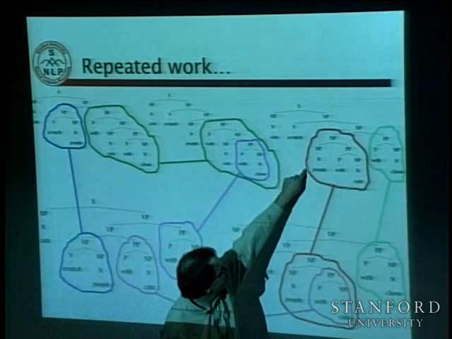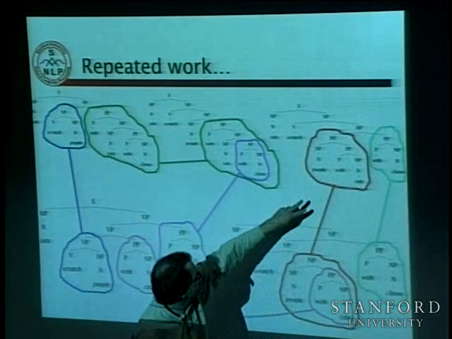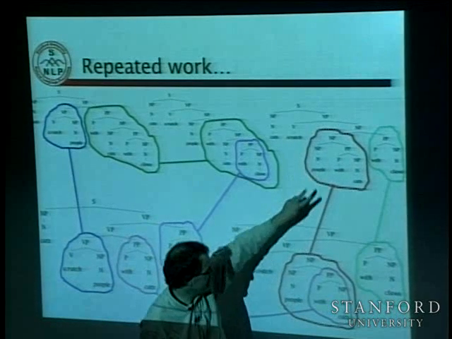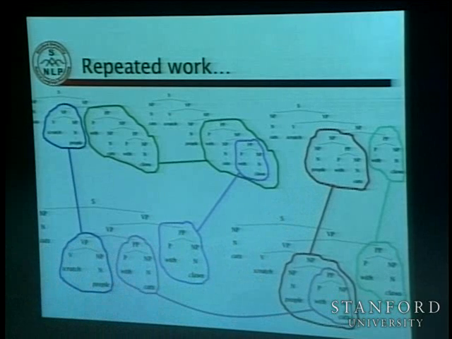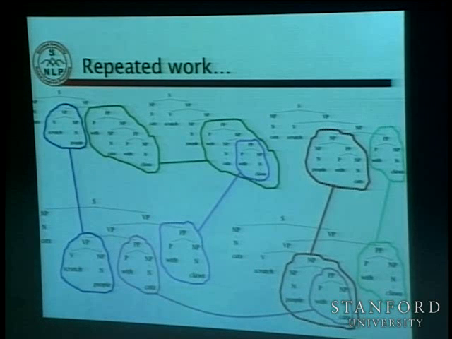And here is this noun phrase, people with cats. That noun phrase occurs here, and it occurs here. So all of the parses share huge amounts of common substructure.